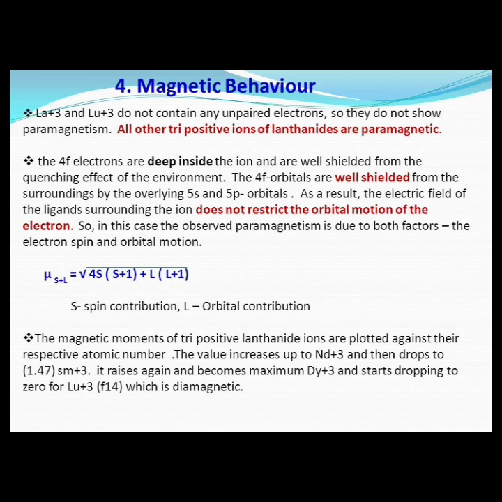Mu(s+l) equals root of 4S(S+1) + L(L+1), where S is the spin contribution and L is the orbital contribution. The magnetic moments of tripositive lanthanide ions are plotted against their respective atomic numbers. The value increases up to neodymium 3+ and then drops at samarium 3+.